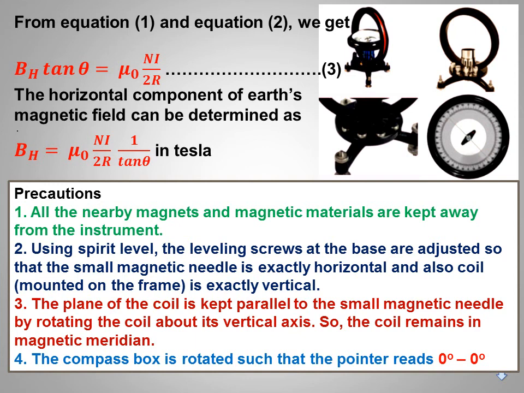Second, using a spirit level, the leveling screws at the base are adjusted so that the small magnetic needle is exactly horizontal, and the coil mounted on the frame is exactly vertical. You have to take care of this coil and this vertical section. The plane of the coil is kept parallel to the small magnetic needle by rotating the coil about its vertical axis, so the coil remains in the magnetic meridian.